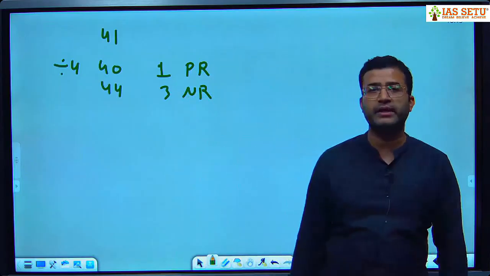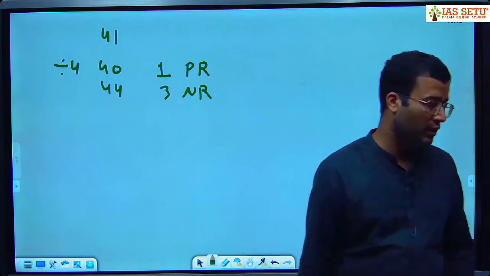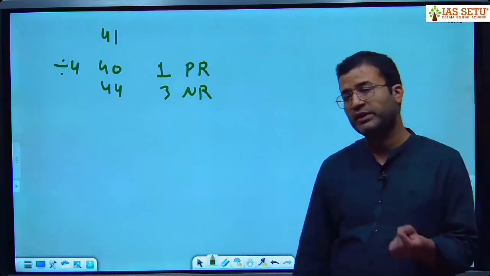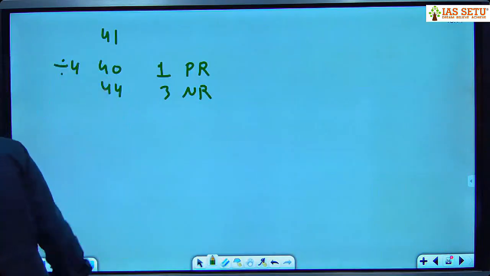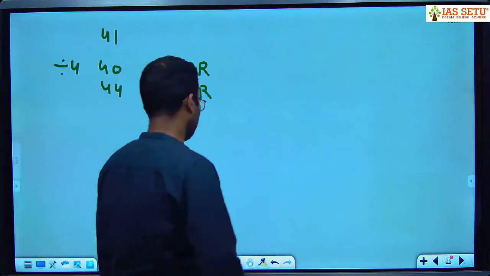दो मल्टीपल मिलेंगे हर डिवाइजर के, एक छोटा एक बड़ा. तो if you compare with the smaller multiple we get positive remainder. If you compare with a larger multiple, like here 44, we get a negative remainder.